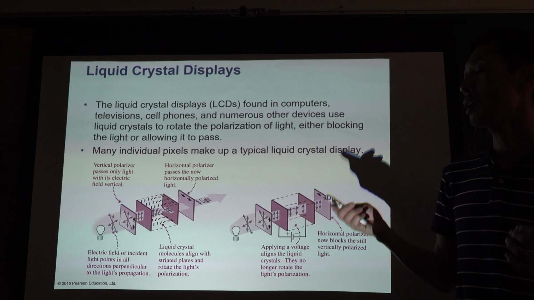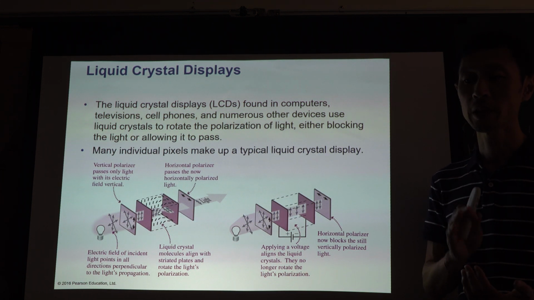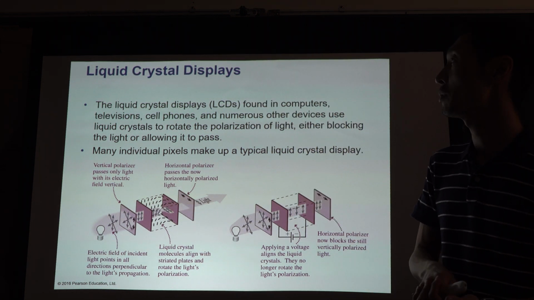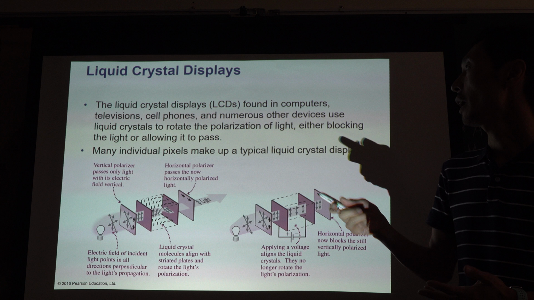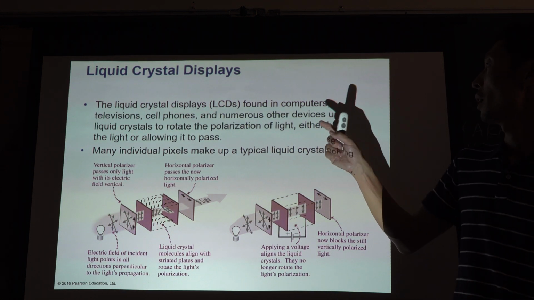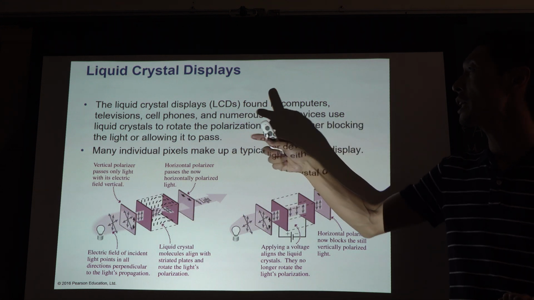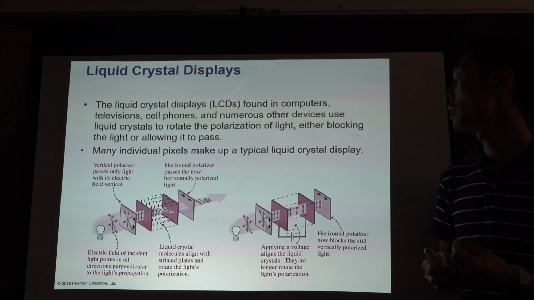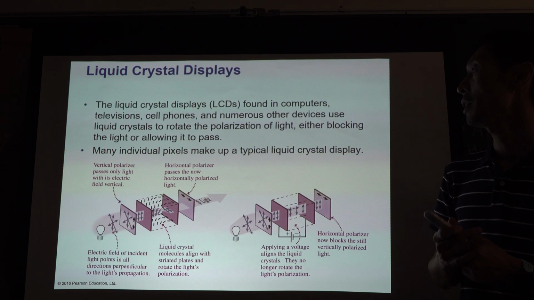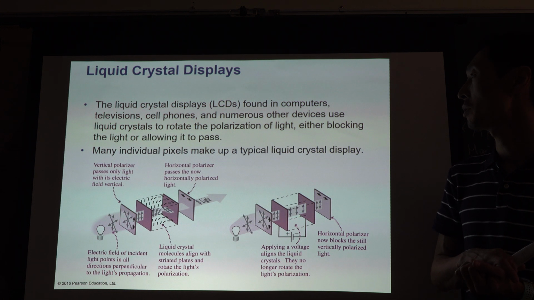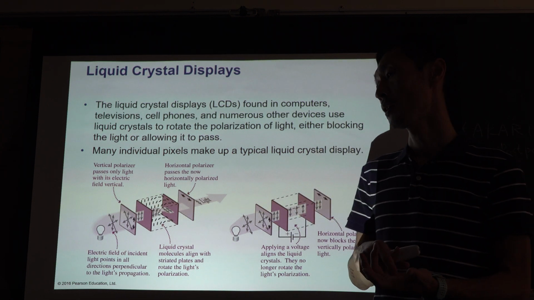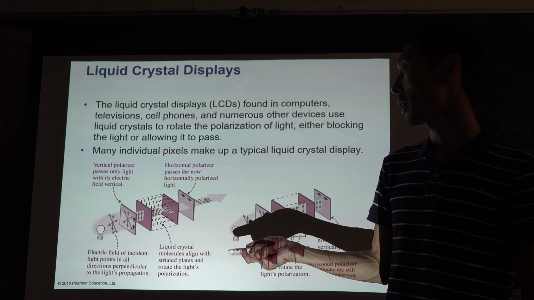Okay. And then one of the very common applications of this polarization is the LCD, liquid crystal display. LCDs, we use them in computers or cell phones, right? This uses liquid crystal to rotate the polarization of light, either blocking the light or allowing it to pass. Many individual pixels make up a typical liquid crystal display. So, one pixel of our LCD display is like this.